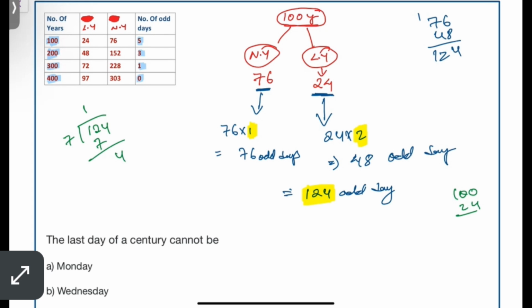7 ones are 7. That means 3 to 54. So how much left? 7 sevens are 49. So the answer here is 5. So if you look here, this 5 is nothing but the number of odd days here, okay?